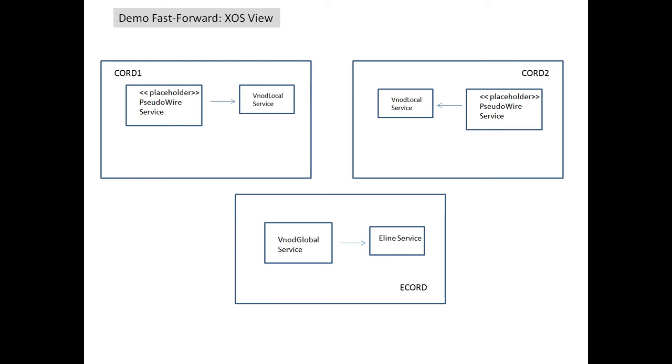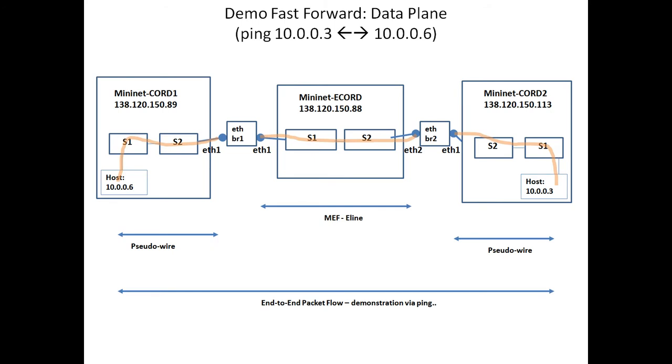So there's 2 of those, one on each CORD site. And then there's the eCORD level. At the regional level, we have the VnoD global service, which is in control of an E-line service at the control plane level. In the data plane, I've got this goofy looking orange line through this from end to end. Really, this is what we're going to be doing.